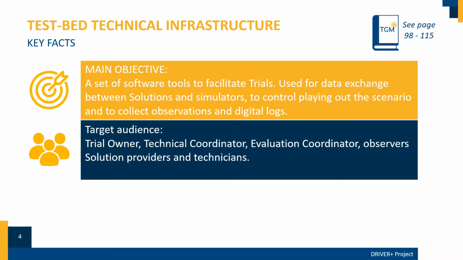The functionalities within the Testbed technical infrastructure are aimed at three main objectives. First, it provides functionality to link solutions, legacy systems, and simulators with each other, such that they can exchange data about a realistic yet fictive crisis. Second, it provides trial staff full control over how the digital trial script is executed, and thus which use cases of the solutions are triggered when.